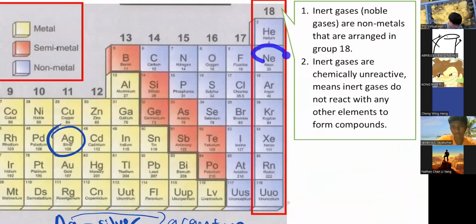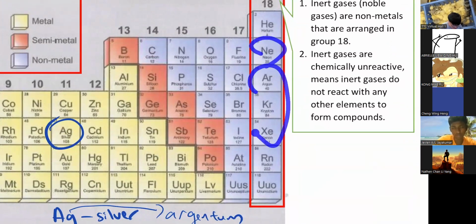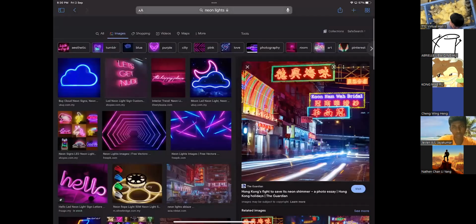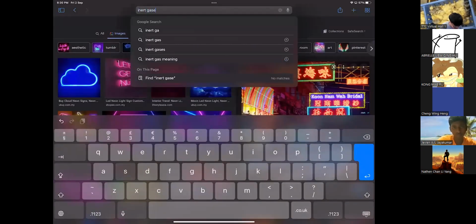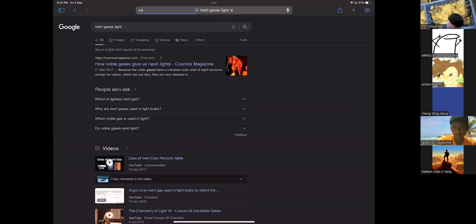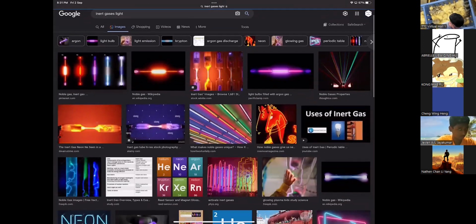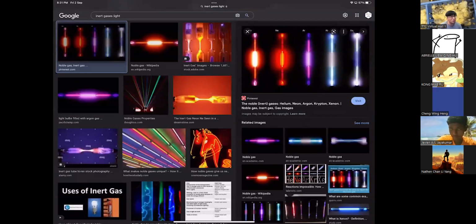All right, so this is neon. Argon, krypton and xenon, these things we use in, let me put it this way, inert gases. They will light up if you put electricity to them. Ooh, it's so cool, right? From left to right, that is your helium, neon, argon, krypton, and xenon. They give you all these very bright colored and fancy lights. That's why noble gases or inert gases, mostly we only use them in lightings.